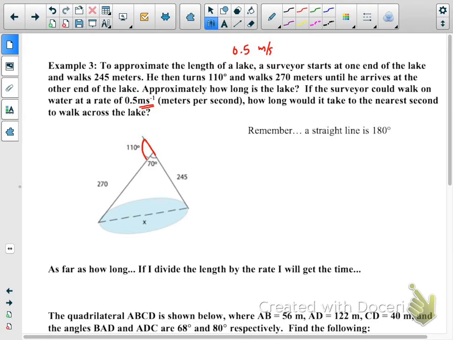I know that this is a straight line, so if this is 110, then that means that this has to be 70. Okay, so I have side angle side. Here's my side, here's the side, and I've got the angle in between there. So we're looking for x here. So x squared is going to be 270 squared plus 245 squared minus 2 times 270 times 245 cosine of 70 degrees.